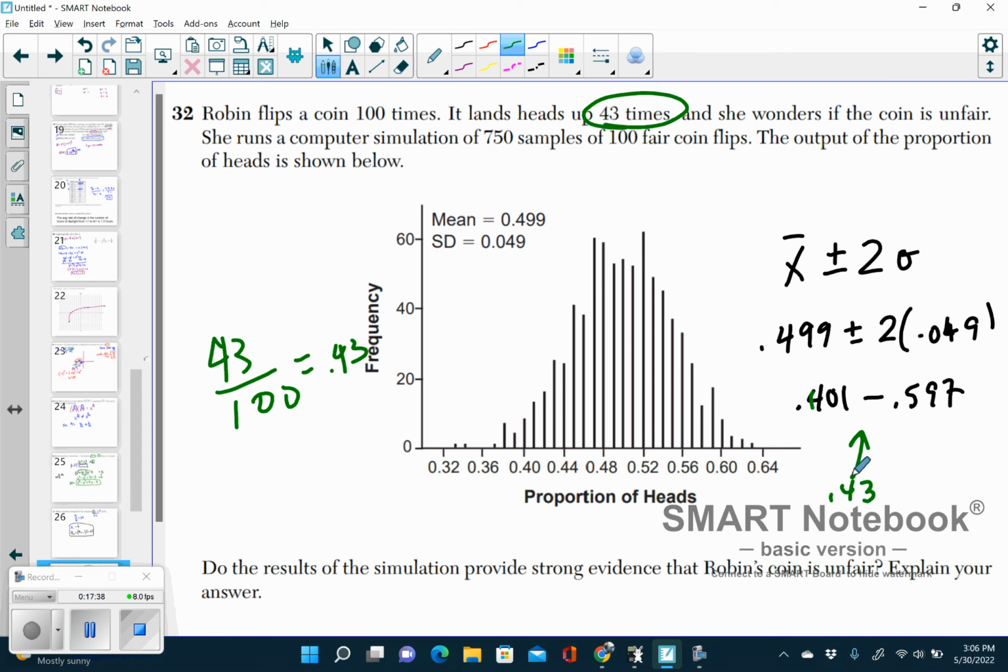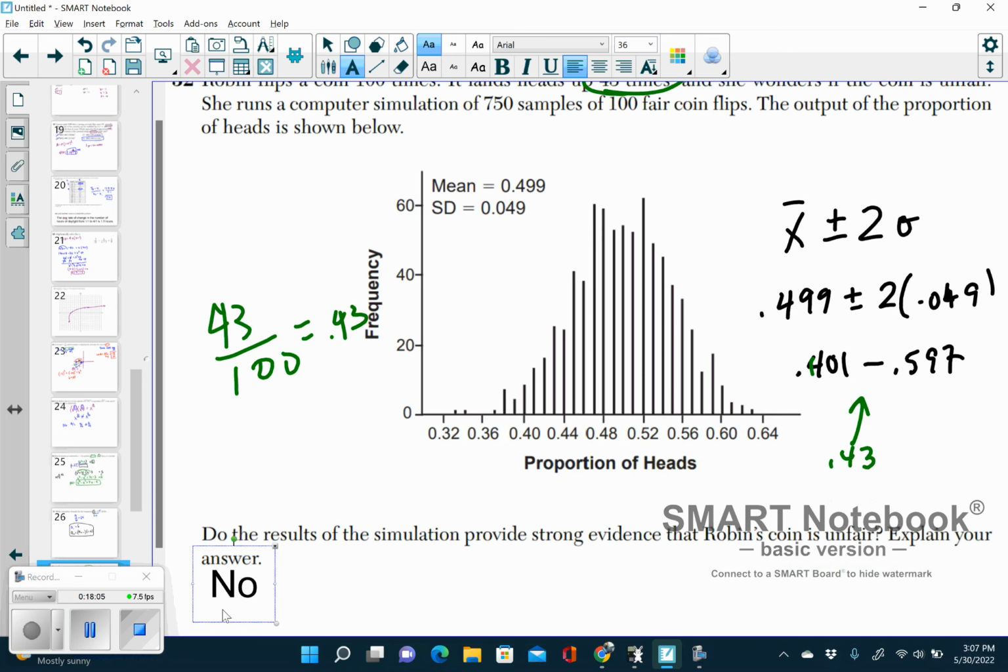So do the results of this simulation provide strong enough evidence? And you could say, looking at it, that 0.43 is between here, so it's fair. It's not unfair. So do the results of the simulation provide strong enough evidence that Robin's coin is unfair? The correct answer is no, it is not unfair.